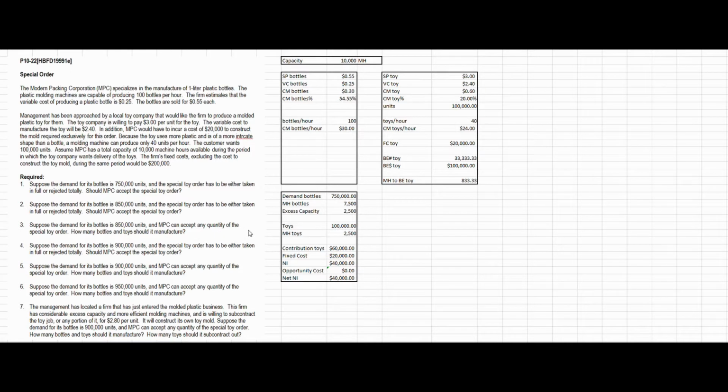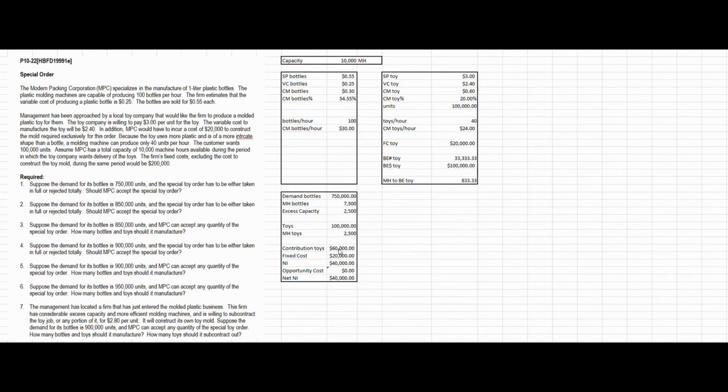So let's build a little model here. Currently, the demand for the bottles is 750 bottles. In order to meet that demand, that will consume 7,500 machine hours. That will leave us with excess capacity of 2,500 machine hours. Since we have to accept the toy order in full, that's 100,000 toys. In order to make those 100,000 toys, given that we can make 40 toys per hour, we will need 2,500 hours, which we have available, excess capacity.